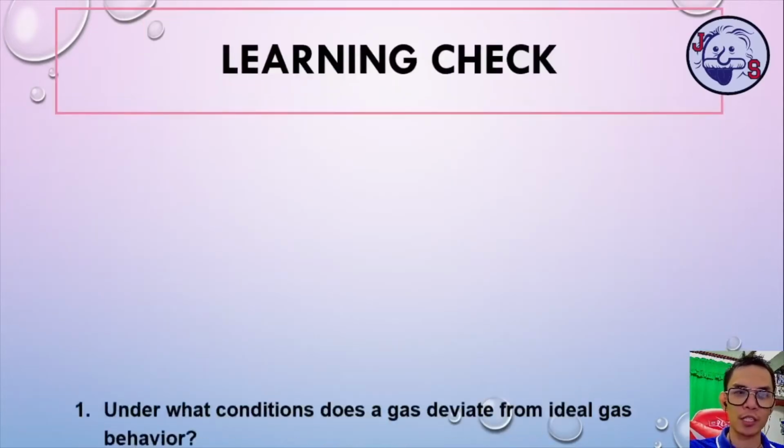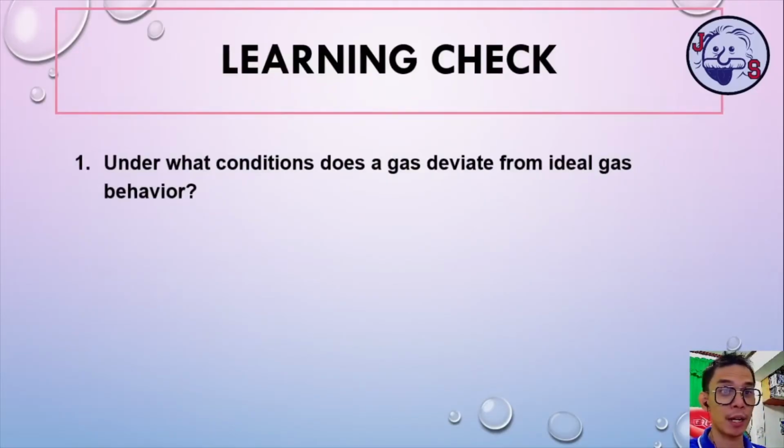Okay, so let's check first if you learned something from this first part of our lesson. The first thing that we have right here is all about the real gas. Under what condition does a gas deviate from ideal gas behavior? You can pause the video and think of the answer, or you can go back and play the video backwards, and try to find out under what conditions a gas deviates from ideal gas behavior.